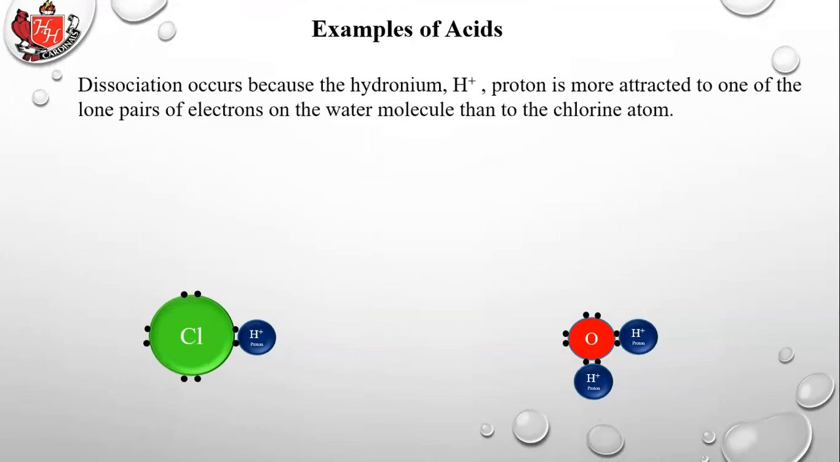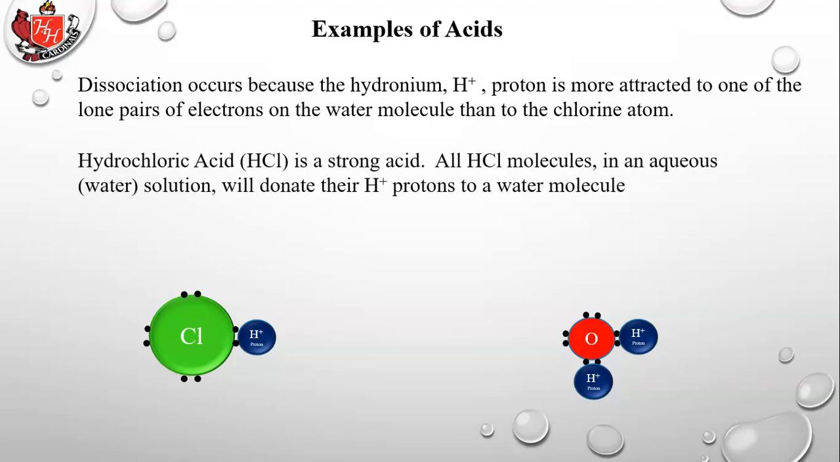Dissociation occurs because the H plus proton is more attracted to one of the lone pairs of electrons on the water molecule than to its own chlorine atom. Hydrochloric acid, HCl, is a strong acid. All HCl molecules in an aqueous solution will donate their H plus, their protons, to a water molecule like this. There it goes and it jumps over there. So the hydronium ion can be written as either H plus or H3O plus. But as you can see, it really is H3O plus, and that's why we prefer to use that notation.